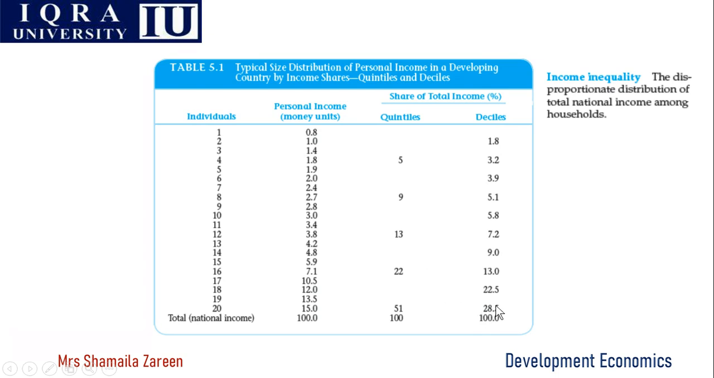So here you are getting about the 10%, and with quintiles you are describing the 20% of the population. So here the deciles: the top 10% are getting 28.5%, and the bottom 10% are getting 1.8% of the total income.